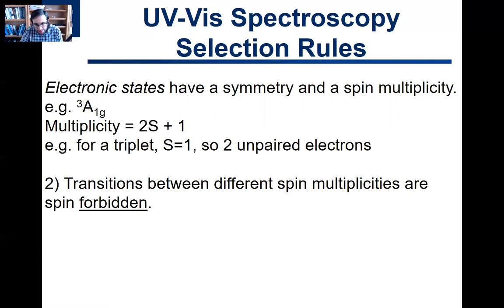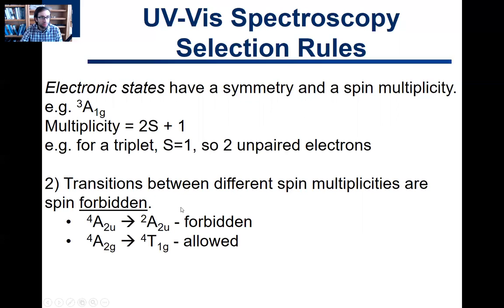Transitions between different spin multiplicities are spin forbidden. So going from a quartet A2u to a doublet A2u, that would be forbidden because we went from a quartet to a doublet, the spin changed. Going from a quartet A2g to a quartet T1g, that would be allowed because we kept the spin the same. We went from quartet to quartet.